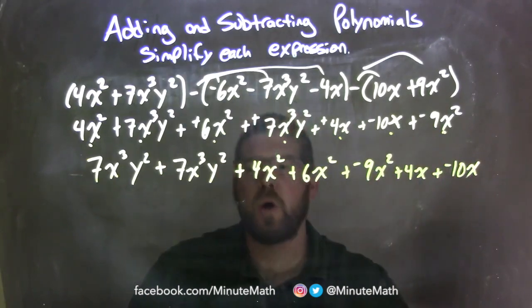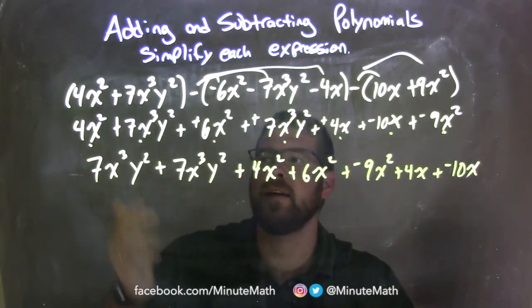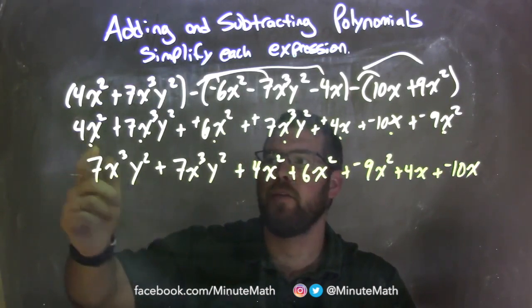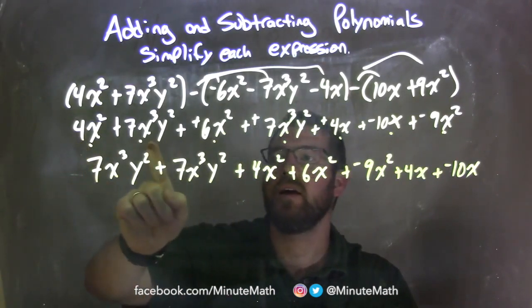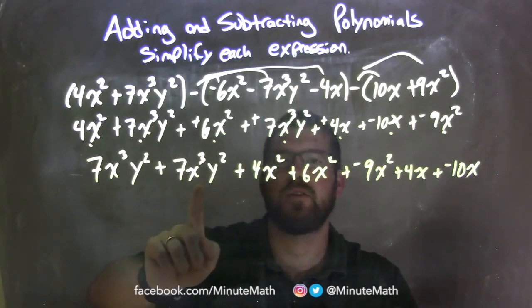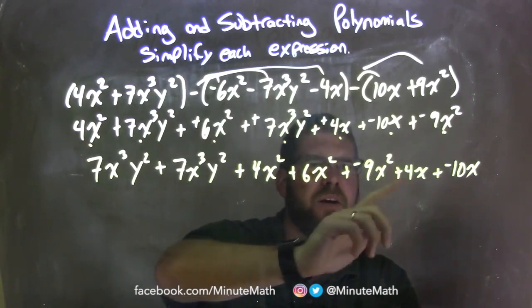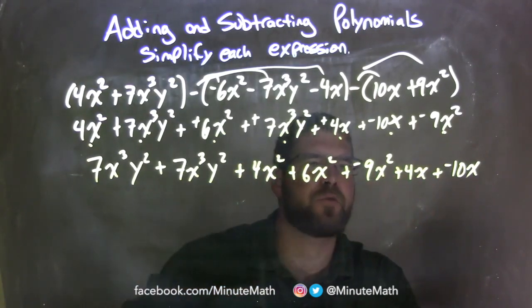Okay, so it almost looks like it's more complicated here. Nothing really simplified, but what I did is I made sure I brought everything down. Let's use the dot method. Let's double check: 4x squared right there, 7x to the third y squared right there, 6x squared right there, 7x to the third y squared right there, 4x right there, negative 10x right there, and negative 9x squared.